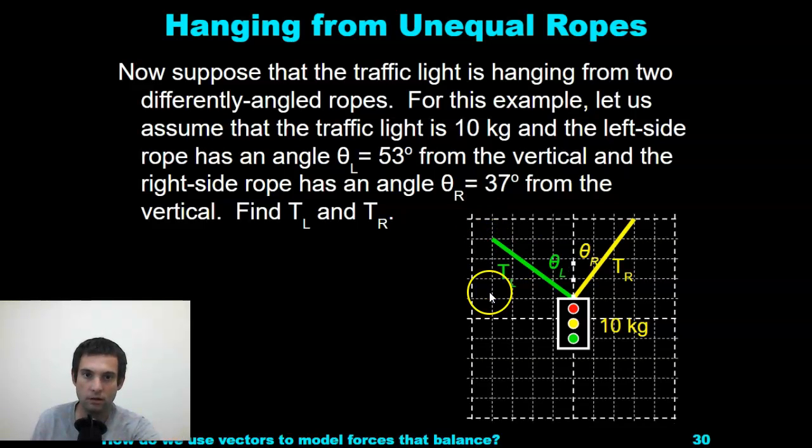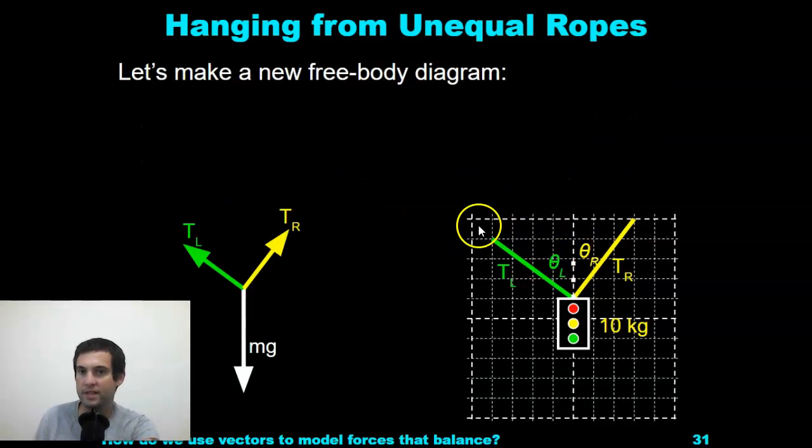Don't draw the angle from the ground, because if you drew the angle from the ground, that's how you would get your cosine and then sine. But because our angle is being measured from the vertical, we have adjacent and opposite. And we're trying to find both tensions in the rope.